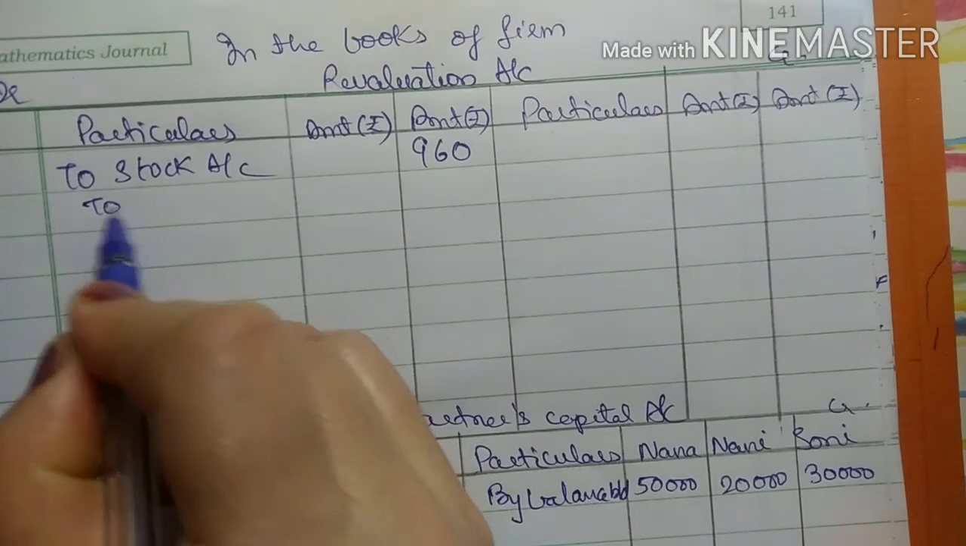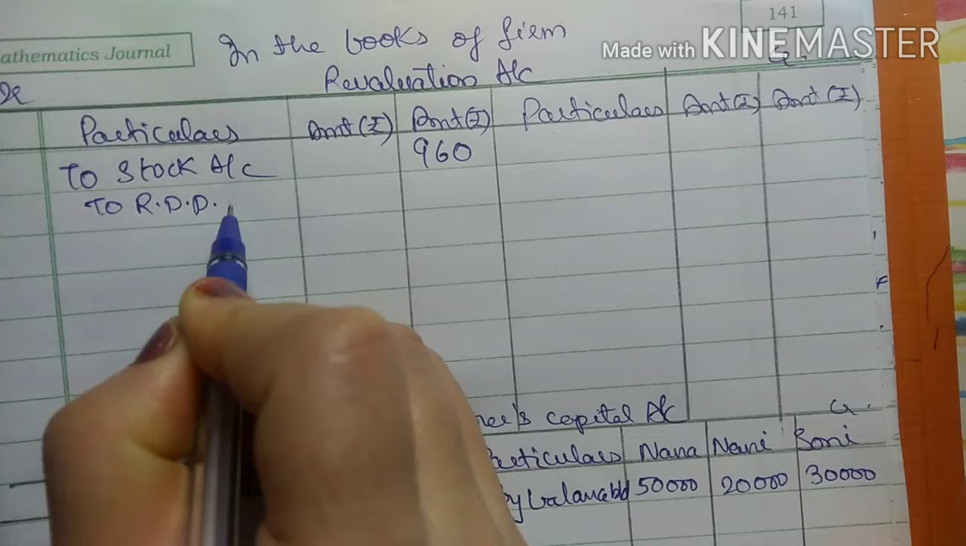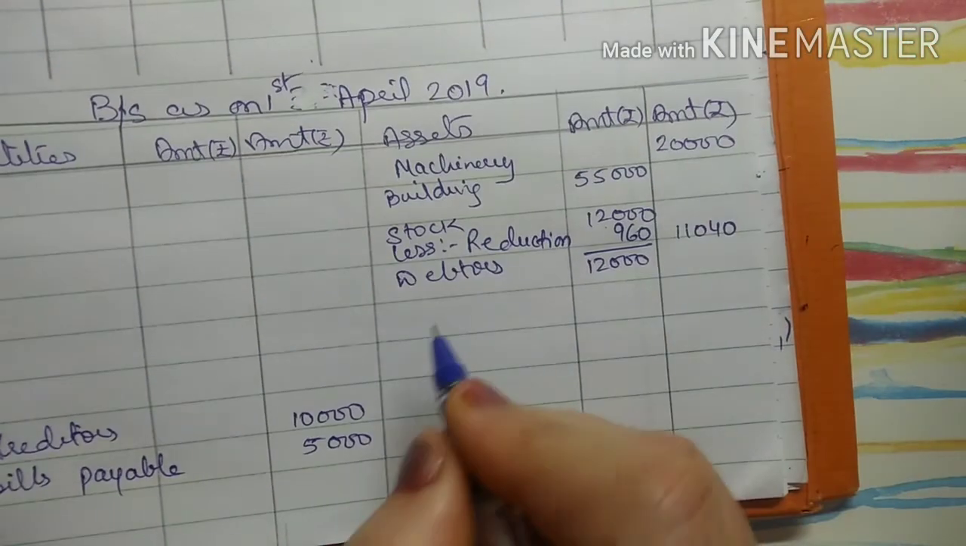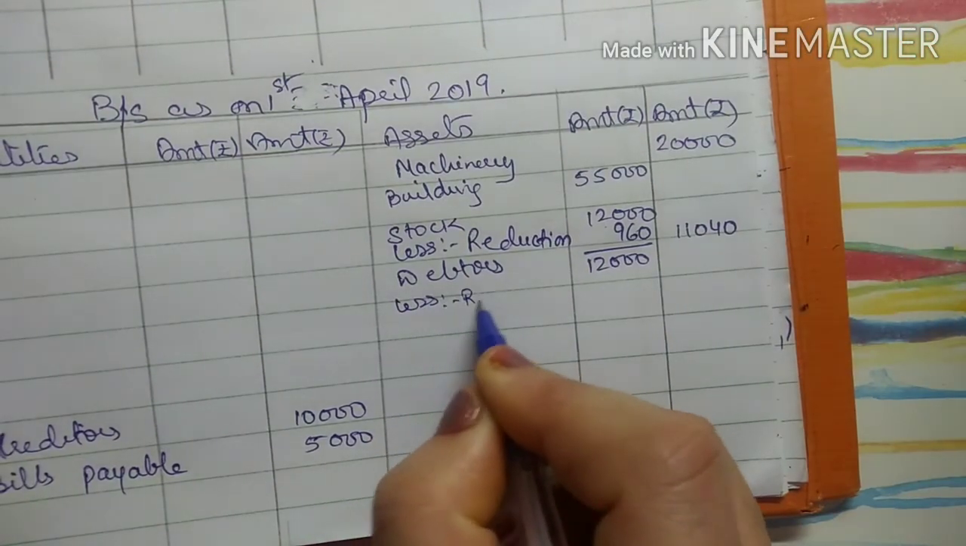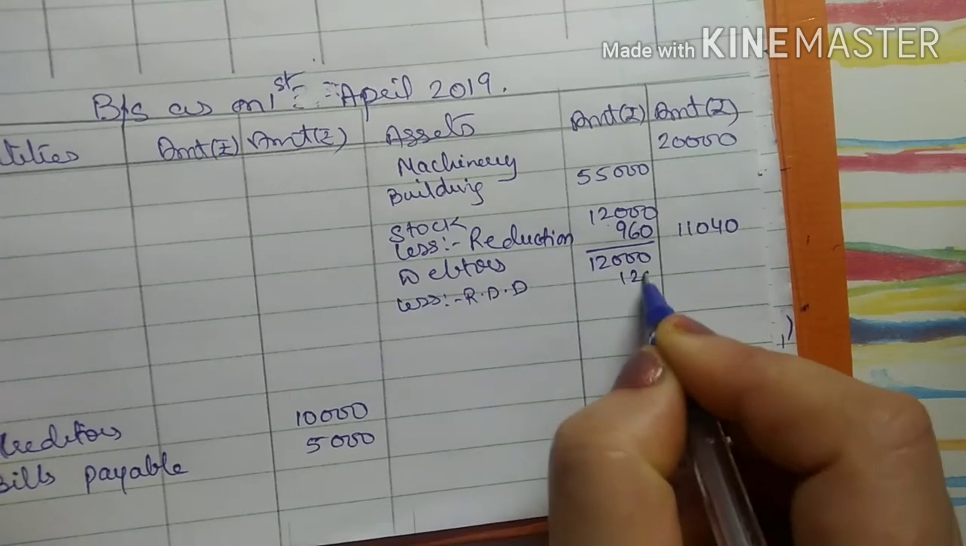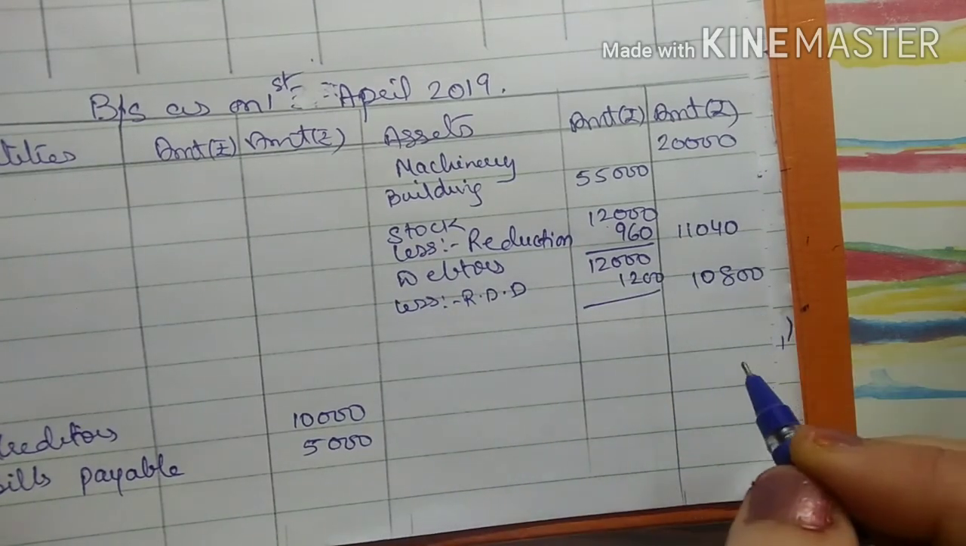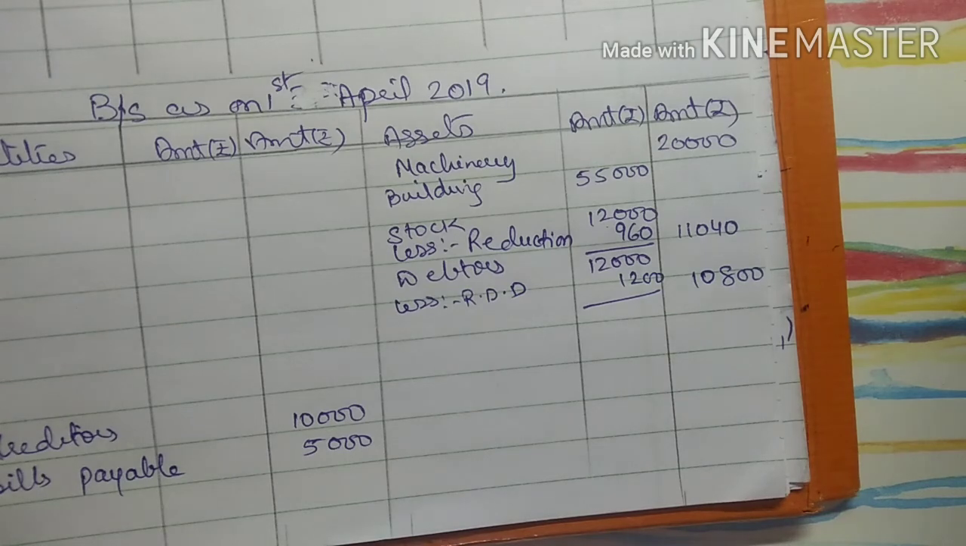So RDD is increasing, so that is a loss. So it will come in revaluation account debit side to RDD account 200, and moreover in debtors now we will deduct less RDD, 1,200. So outer column it will be 10,800. Now see the next adjustment.